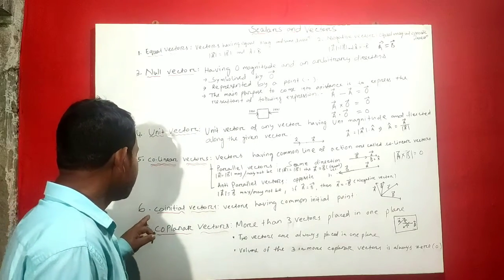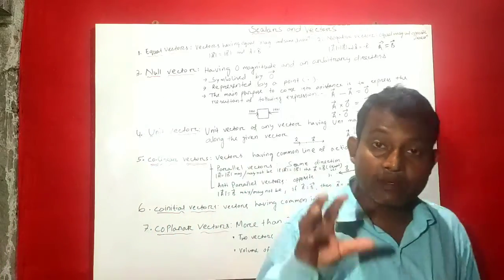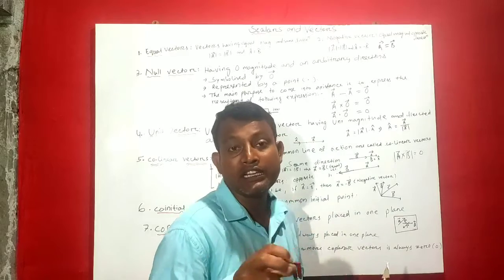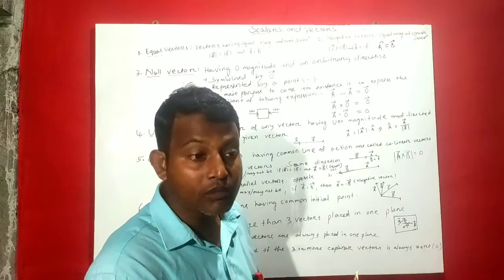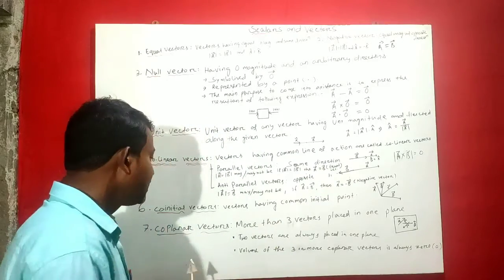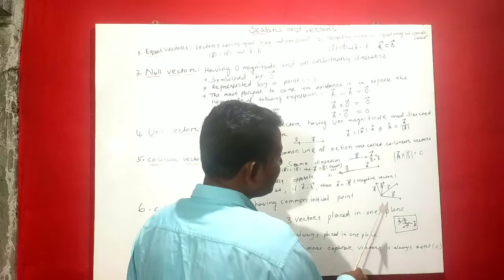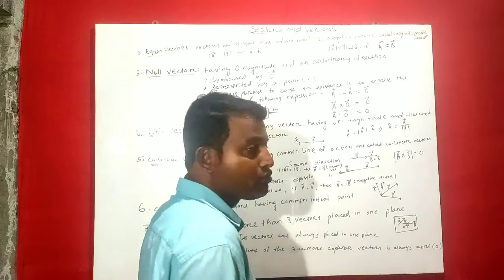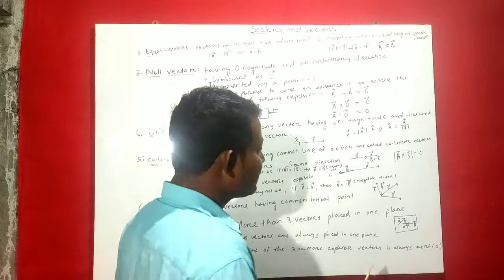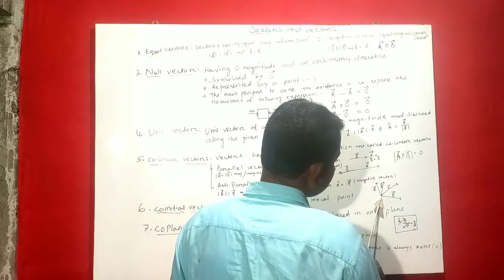Point number 6, co-initial vectors. Vectors having a common initial point, a common origin, are called co-initial vectors. We can represent, let A, B, C, D be four co-initial vectors. Then their initial point is common.